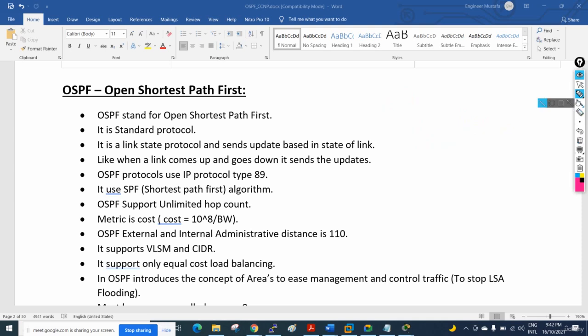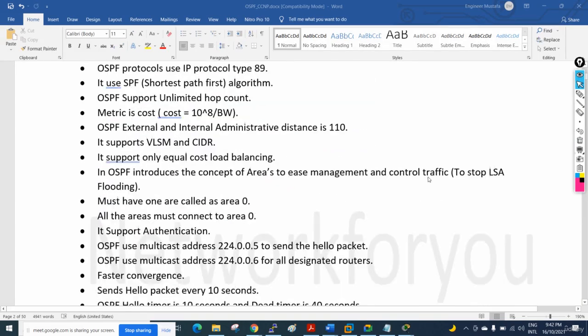Now we need to remember OSPF stands for Open Shortest Path First. It is a standard protocol and it is working on the link state. It is sharing the link information, and it has protocol number 89. OSPF protocol number is 89, and it is using the Shortest Path First algorithm. In OSPF we can connect unlimited routers. We don't have a limit here, but Cisco recommends connecting 40 to 50 routers. But if we want to connect more routers, we can connect more in OSPF also.